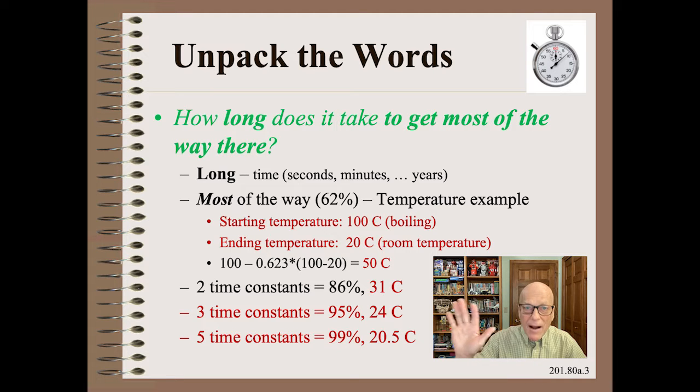After 5 time constants, the system has reached 99% of the way to its final state. In our example, the cup of water is now only a half a degree above room temperature. In other words, far, far closer to its end state, room temperature, than where it started, boiling.